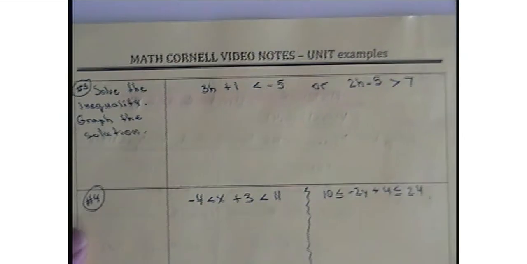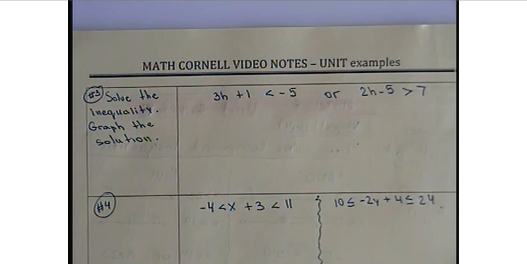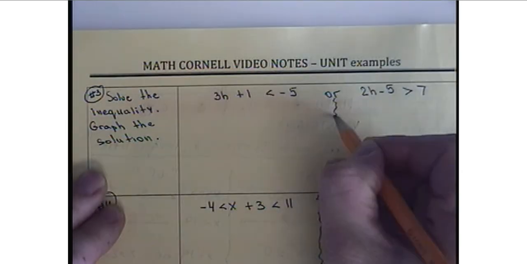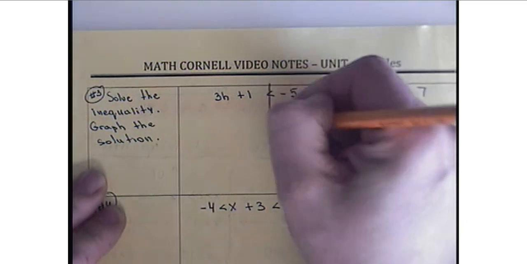Okay, next example will be number 3 here. Solve the inequality and graph the solution. So again, we have another form of OR, and we want to solve those two inequalities separately.